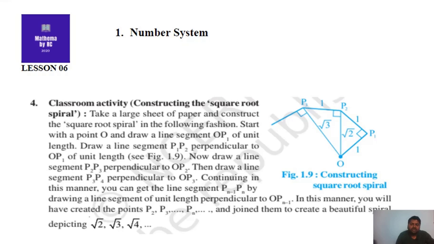Here we discuss from your textbook a classroom activity for constructing the square root spiral. Take a large sheet of paper. We read this instruction, then we construct. Take a large sheet of paper and construct the square root spiral in the following fashion.